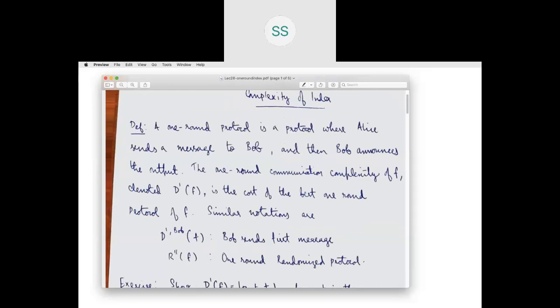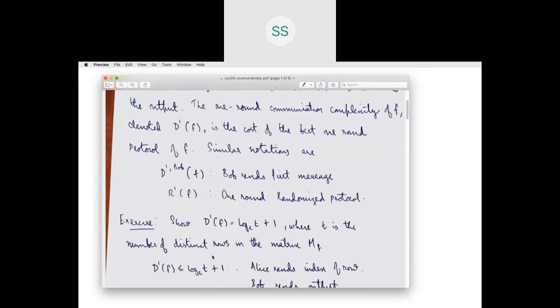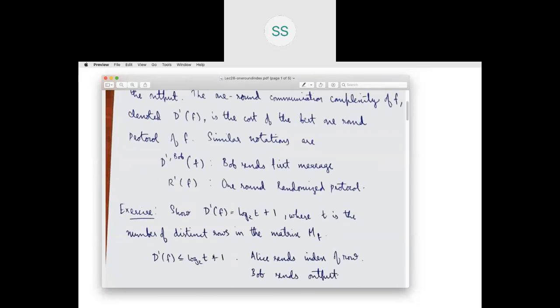And similarly, R superscript 1 indicates the one round randomized protocol. It may use some randomness, but the communication has to be one round. Alice will send something, and then Bob has to send the answer back. So, a very easy exercise to begin with.